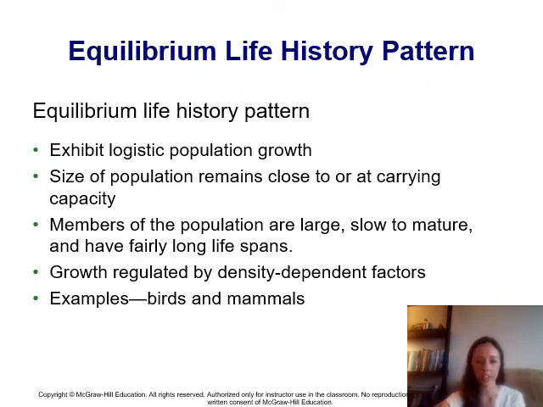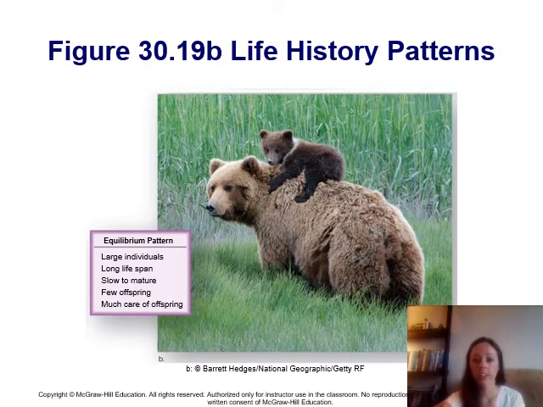Animals who are larger in size, slower to mature, have longer lifespans and provide parental care, show equilibrium life history patterns. These animal populations are highly affected by predation and competition, and not so much affected by natural disasters. As a result, the population numbers tend to stay near the carrying capacity and experience the logistic growth patterns. And a good example of an animal with an equilibrium life history pattern are brown bears.